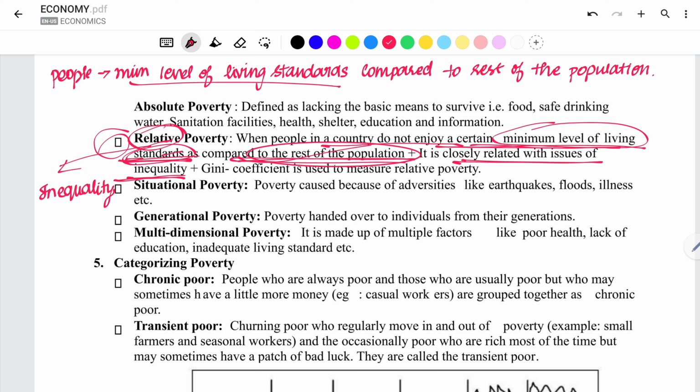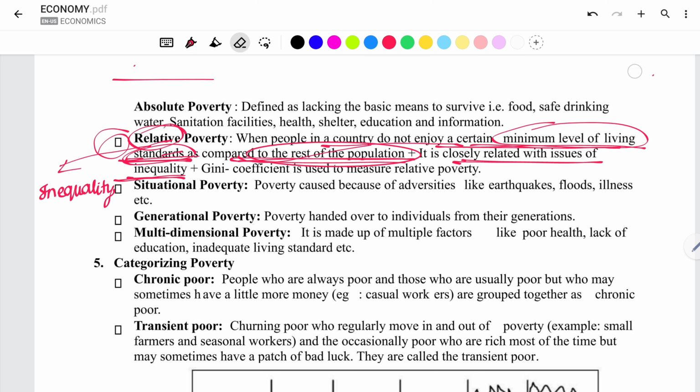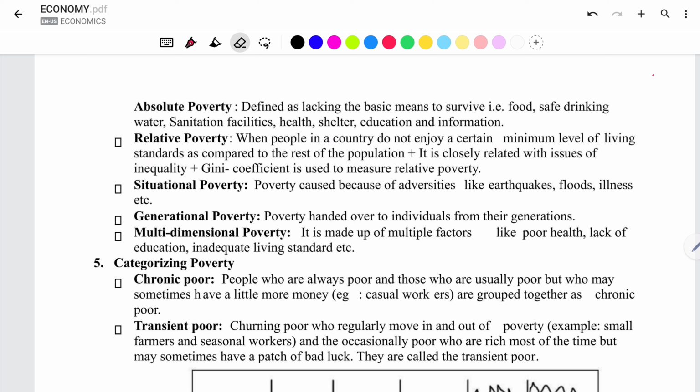Right. When we have people with low living standards compared to the rest of the population, we have poverty. Relative poverty. So absolute poverty versus relative poverty, right? Absolute poverty, and then we have relative poverty.